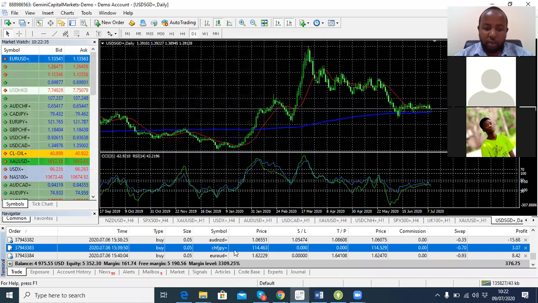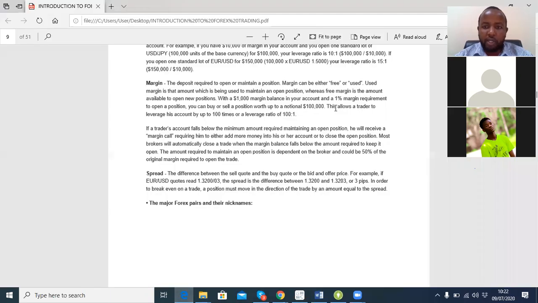So let's go back to our definition. This allows a trader to leverage his account by up to 100 times. So this is the leverage. Leverage is basically how much you're given by the broker relative to your deposit. If you have 1:100, it is 100 times whatever balance or deposit you put in.